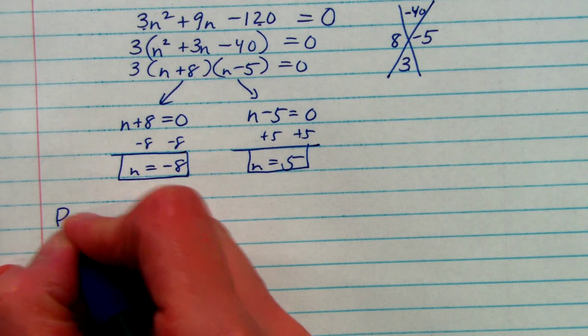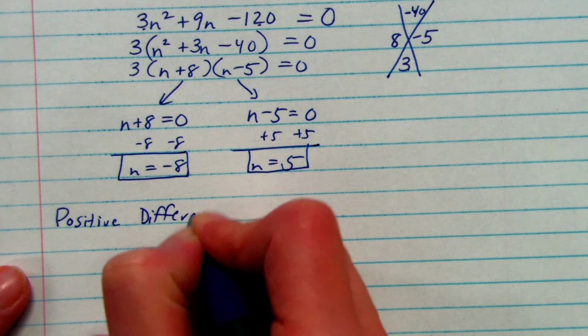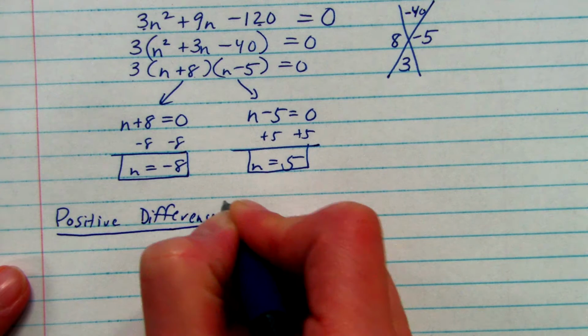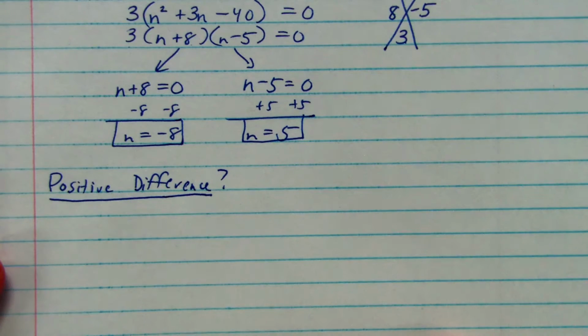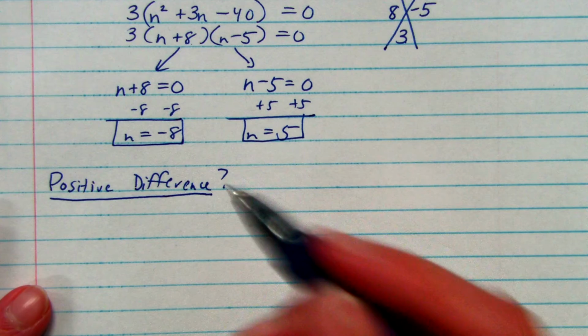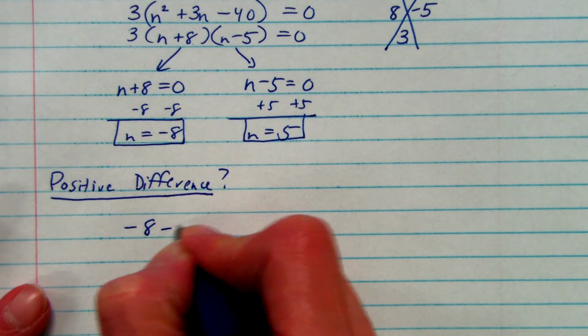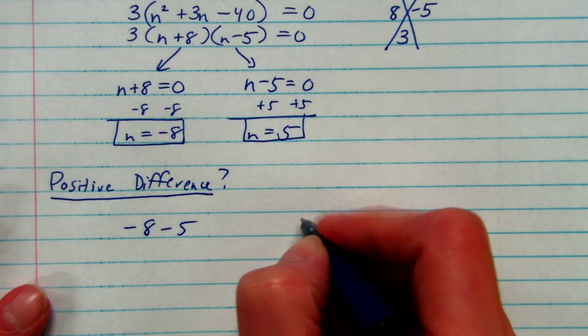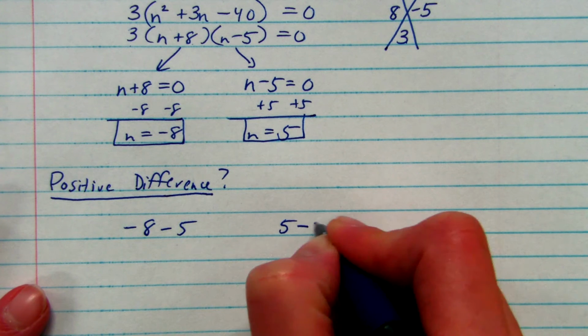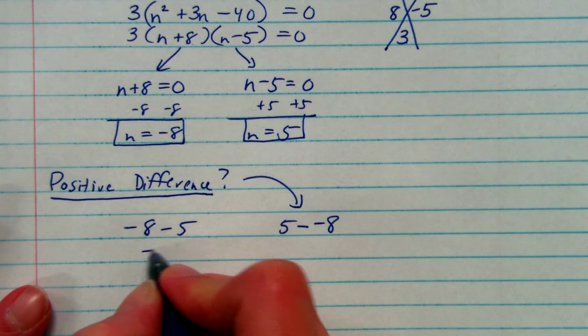Let me talk about what that means. The positive difference is what it actually asks for on that PSAT question. The positive difference and the negative difference basically would look like this. Either I'm going to take negative 8 minus 5. It's going to give me a negative difference. I'm going to take 5 minus negative 8. That'll give me the positive difference. This would give me negative 13.